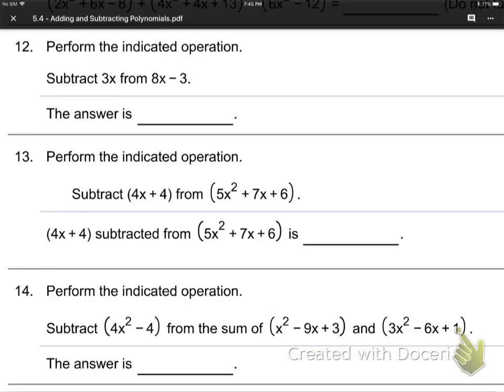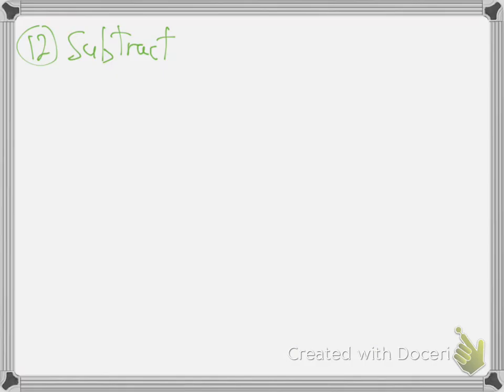So number 12 says perform the indicated operation. Let me write it bigger. Number 12, subtract 3x from 8x minus 3. Subtract 3x from 8x minus 3. Subtract from. Which one goes in the back? What you're subtracting, you know what I mean?